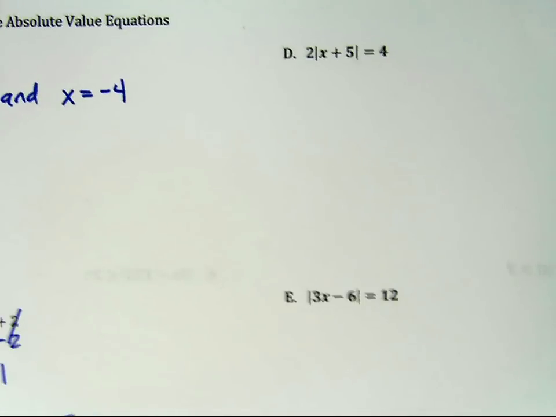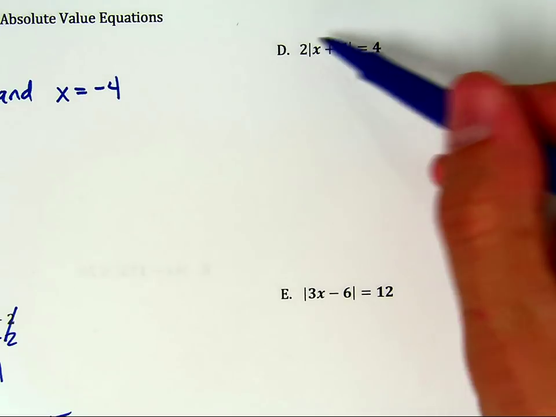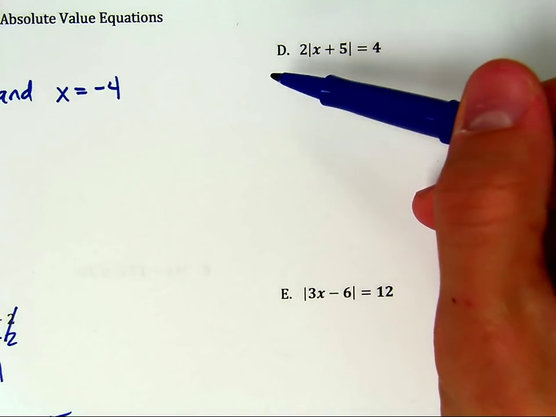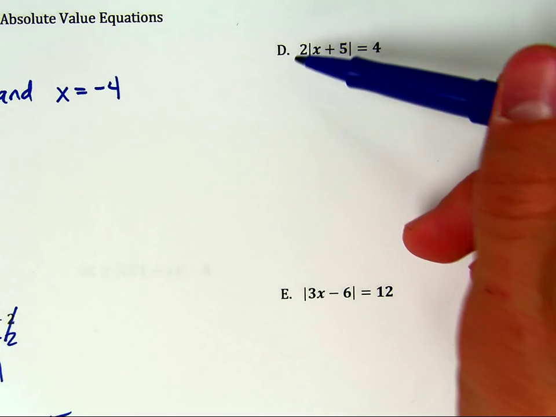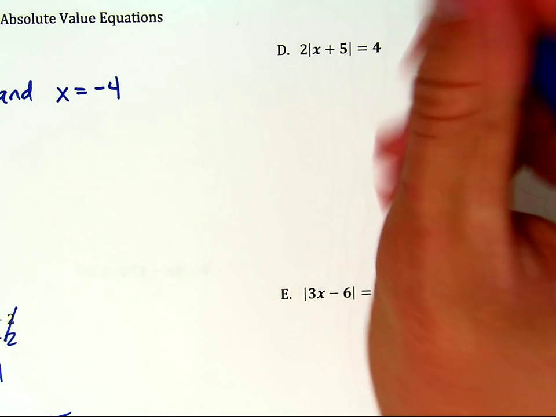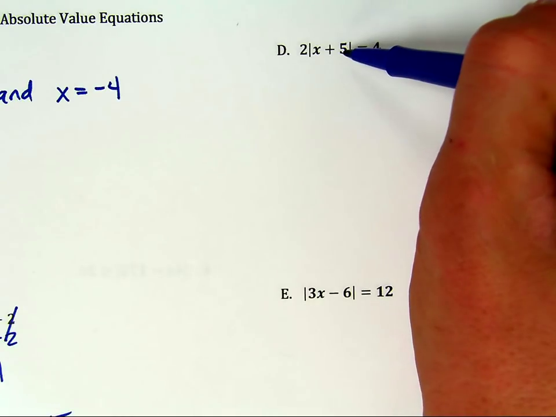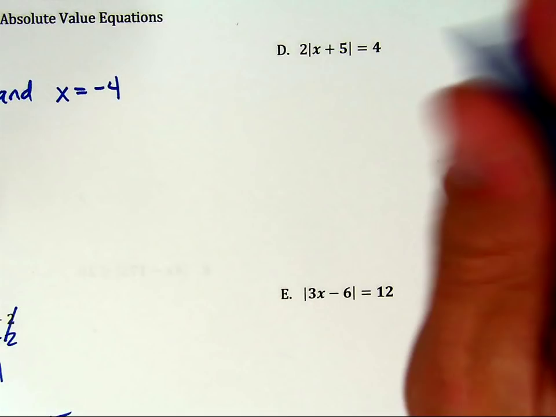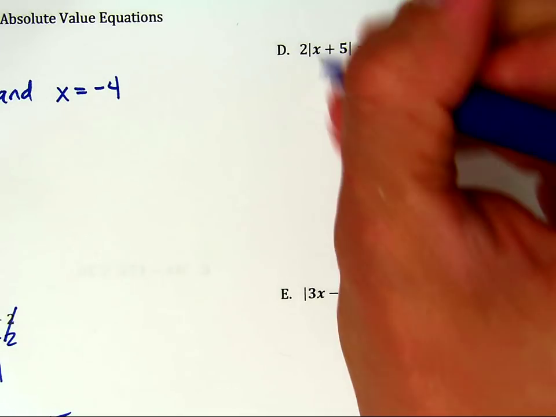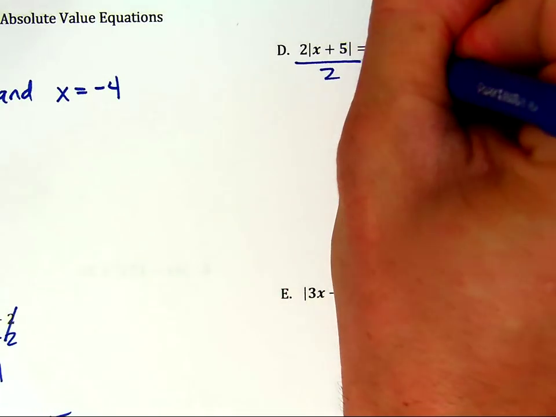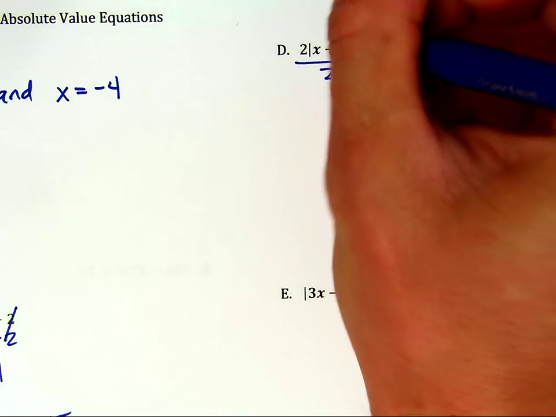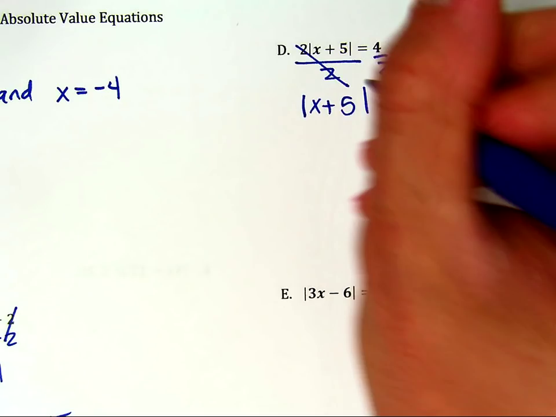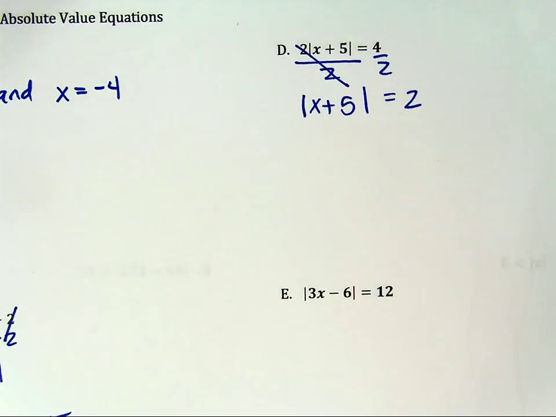All right, for D, we have 2 times the absolute value of x plus 5 equals 4. So once again, just like we had to add or subtract to get the absolute value by itself, here this says 2 times the absolute value of x plus 5. Now, contrary to popular belief, we cannot distribute the 2. So to get rid of it, we have to divide. Right? These are not parentheses, they're absolute values. So we don't distribute. We say the absolute value of x plus 5 equals 2.